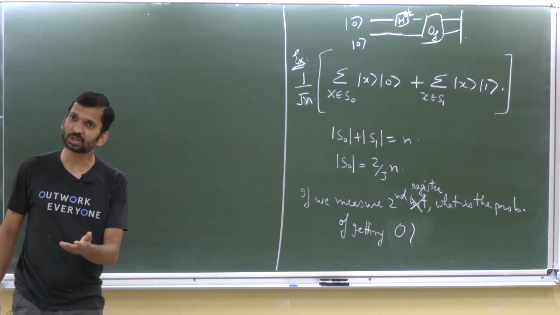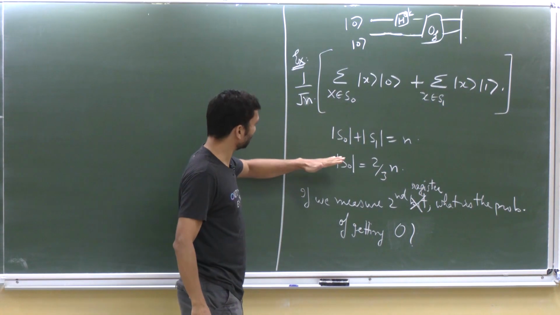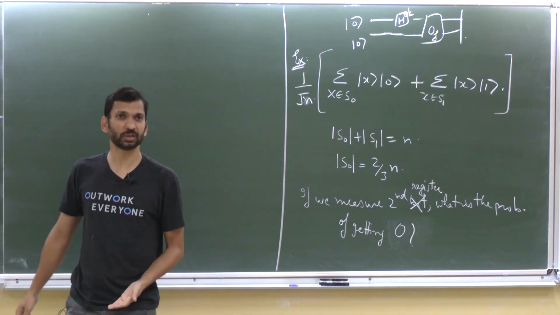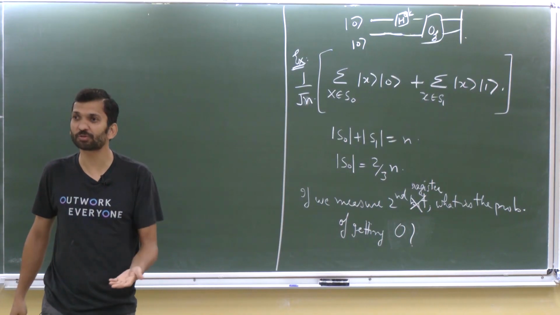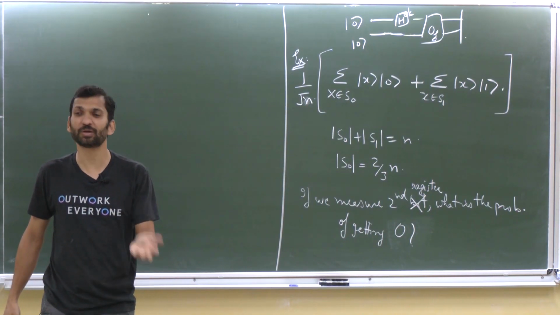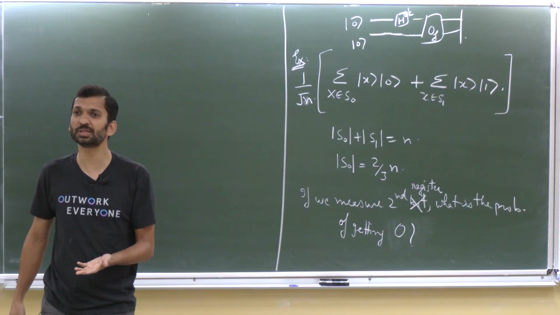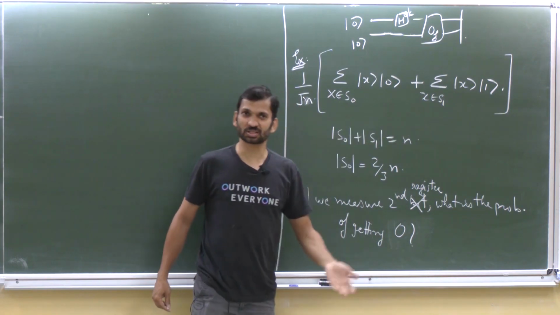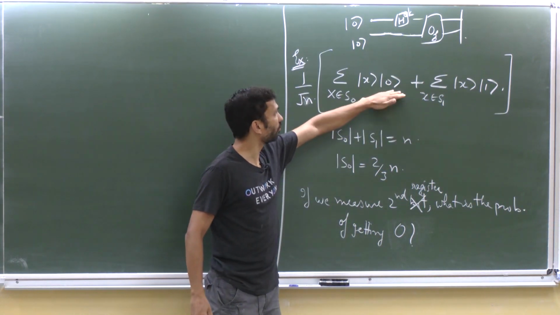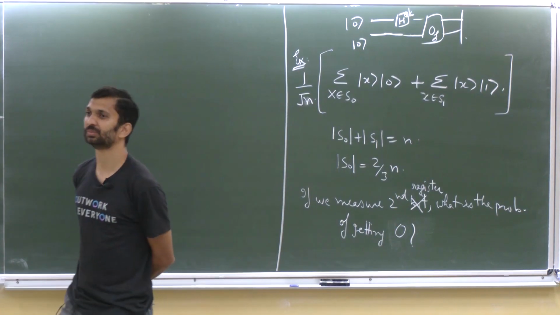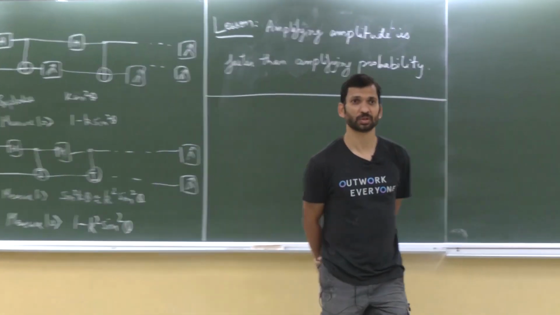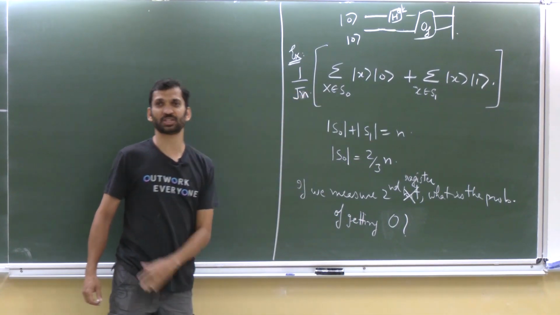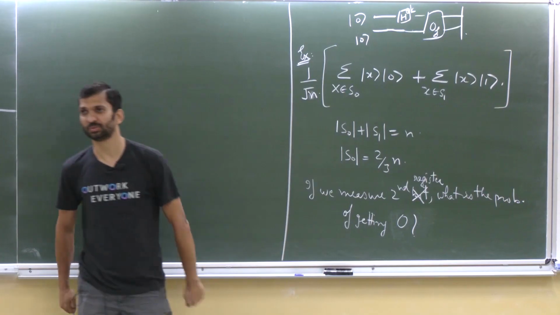My question to you is, I know that on most of the inputs my function value is 0. On 2/3 of the fraction, my function value is 0. On 1/3 of the values, my function value is 1. Now, if I measure the register, let's say both registers, what is the probability that I get 0? You don't have to worry about how to create this state. I create this state, I measure. What is the probability that I get 0?